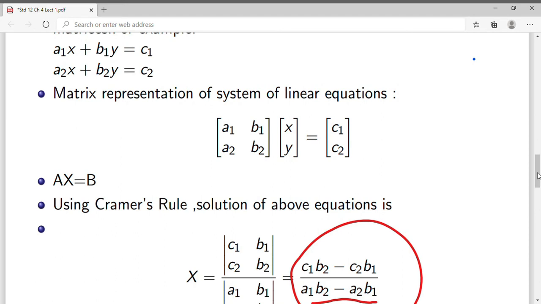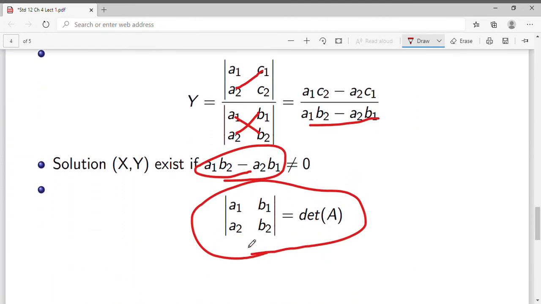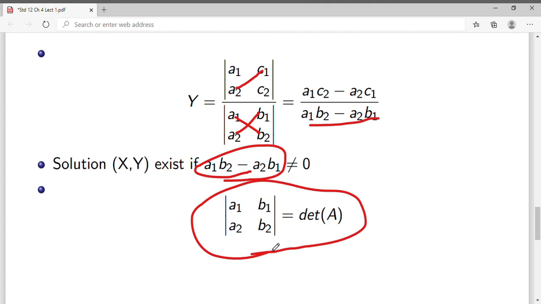Here we have to keep in mind that for every coefficient matrix A of this system of linear equations, where A is the coefficient matrix, we have some real number. If we write it in this notation and find its value, we get some real number. This real number is nothing but the determinant of A.